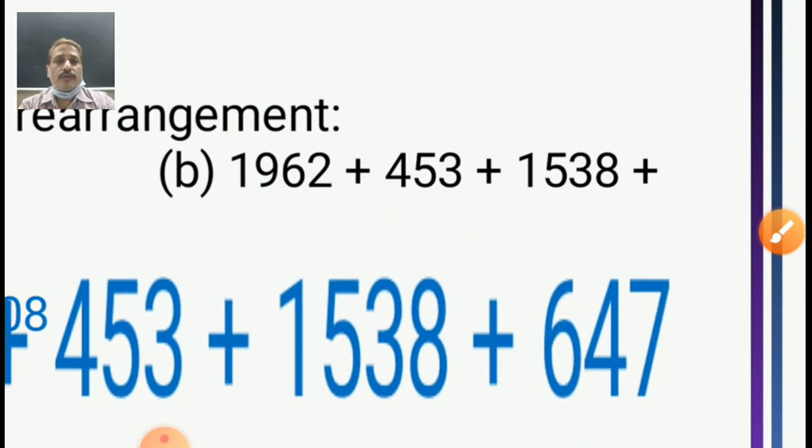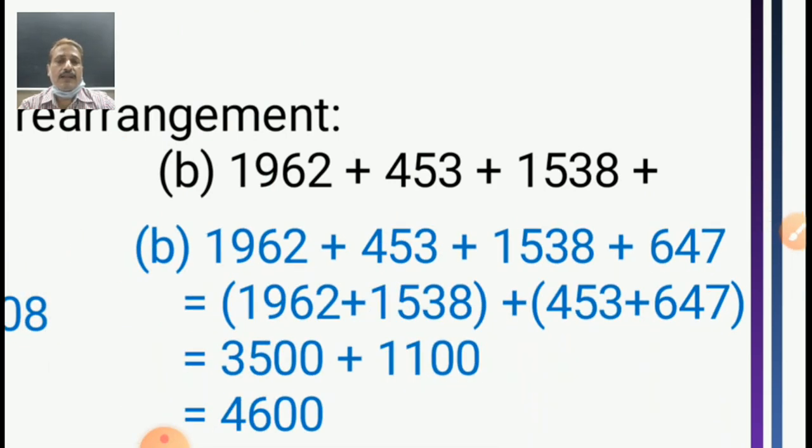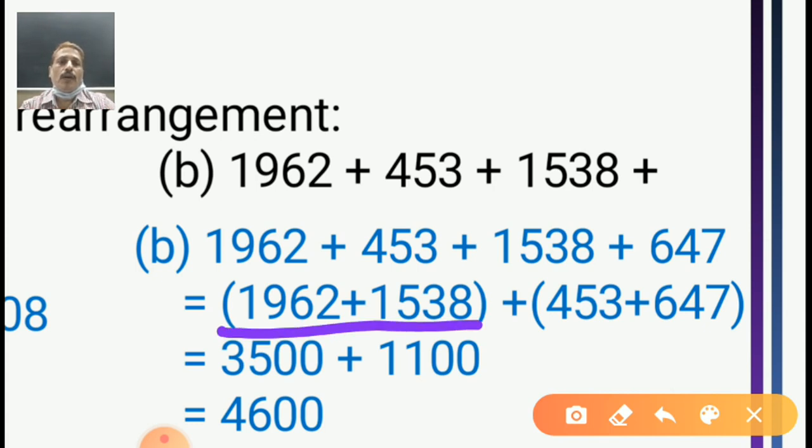Yes, answer number 1 B is here. 1962 plus 453 plus 1538 plus 647. What did they do? Yeah, just now we discussed, the same thing they did here. Here they made the pair of 1962 plus 1538. It should be in brackets. And 453 plus 647. Very good. Okay, now it is easy.